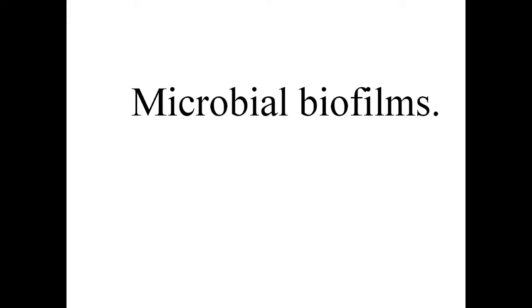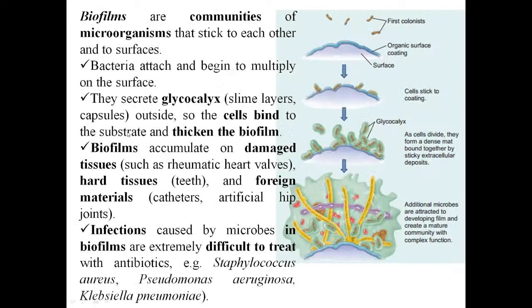Bacteria live in the human organism, in soil, in water, in the form of biofilms. What are these? Microbial biofilms are communities of microorganisms that stick to each other and to surfaces. So bacteria don't live like one bacterium here in one organ and another bacterium there. No, they live like communities, and they stick very strongly to each other. This is called biofilms. Biofilms are present as a layer on the surfaces of mucosal membranes or other objects.